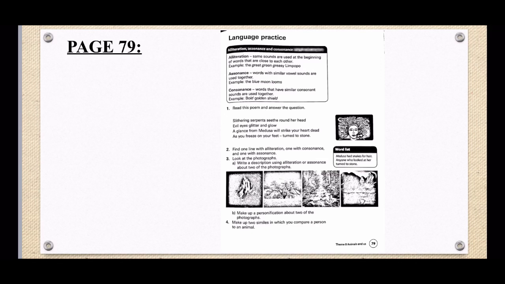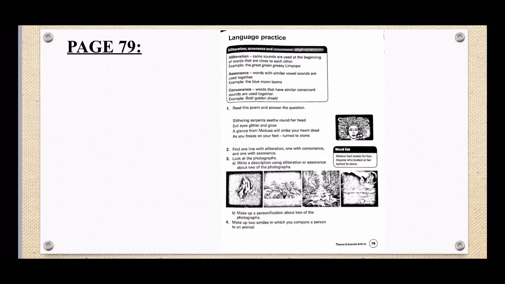And then B says make up a personification about 2 of the photographs. So remember, a personification means when we give human characteristics to an object, an inanimate object, right? So you need to look at those, pick 2 photographs and give them human characteristics. And then the last question, make up 2 similes in which you compare a person to an animal.